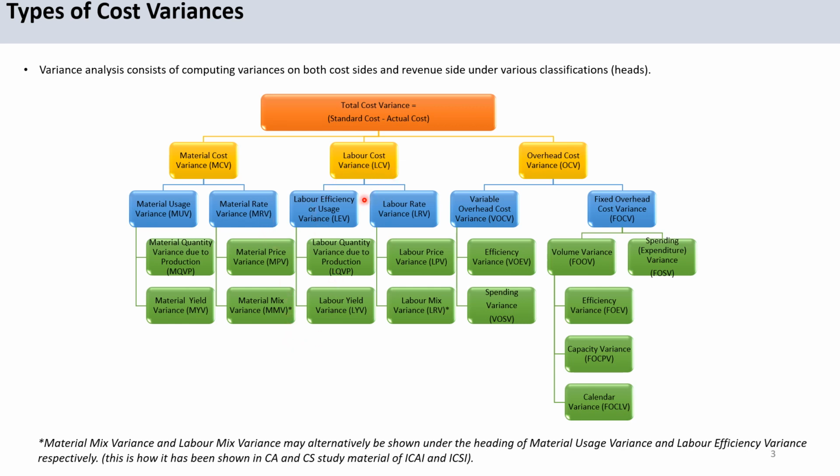Similarly, the labor cost variance can also be split into two parts: labor efficiency or usage variance and labor rate variance, and these can be split into further subparts. And overheads can also be split into two parts: variable overhead cost variance (VOCV) and fixed overhead cost variance (FOCV), and these can be split into further subparts. Now let us understand how the material cost variances are calculated.